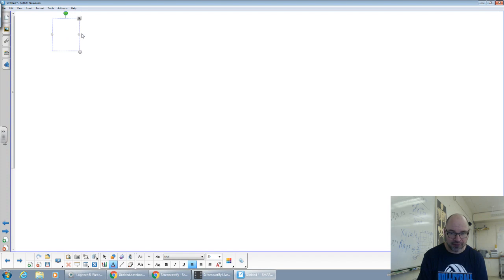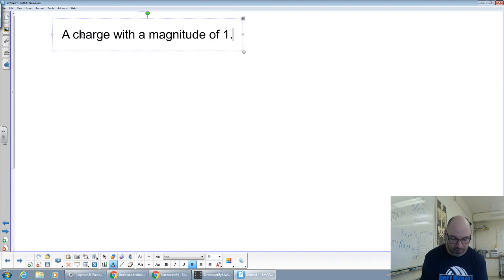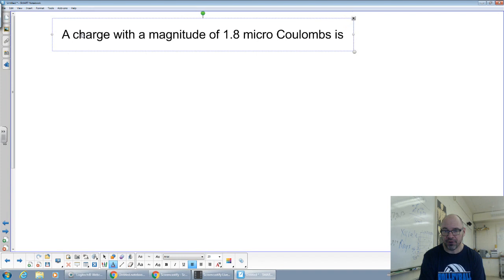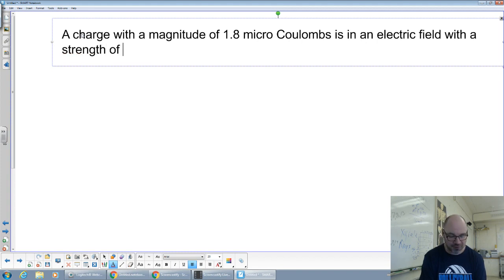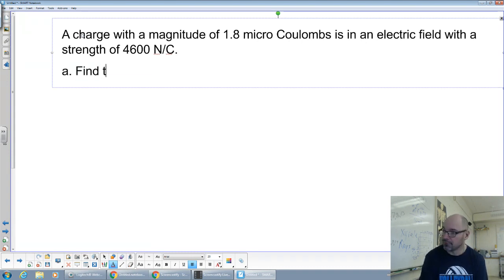If you want to try it yourself, you can go ahead. A charge with a magnitude of, let's say, 1.8 microcoulombs is in an electric field with a strength of 4,600 newtons per coulomb. Find the distance the plates are apart.